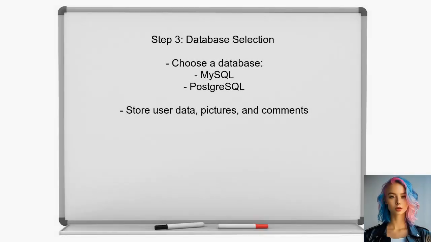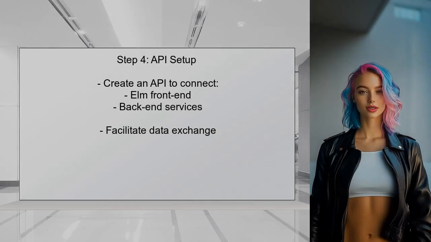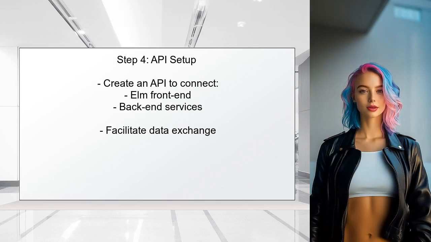For the database, the user can opt for either MySQL or PostgreSQL. These databases will store user data, pictures, and comments. Additionally, the user will need to set up an API to connect the Elm frontend with the backend services. This API will facilitate data exchange.